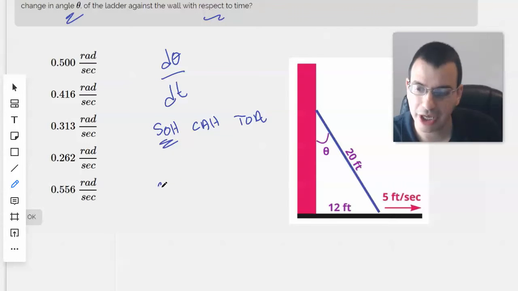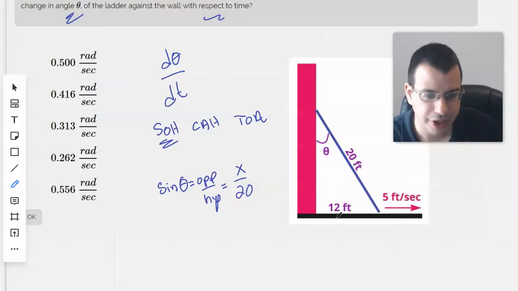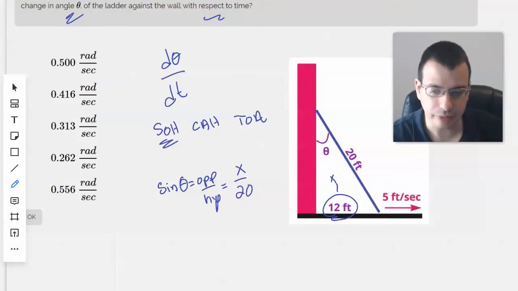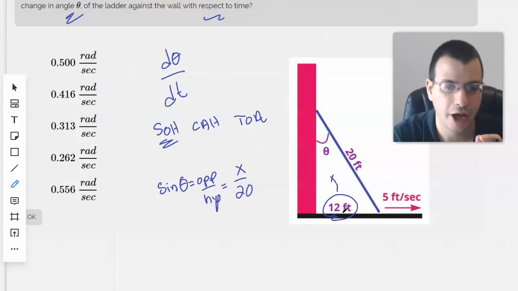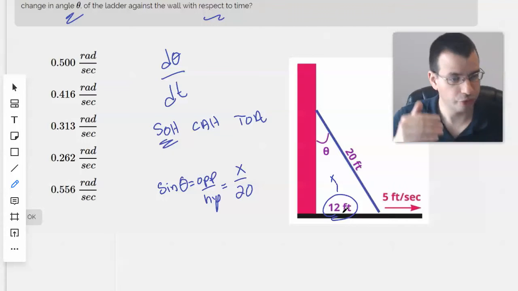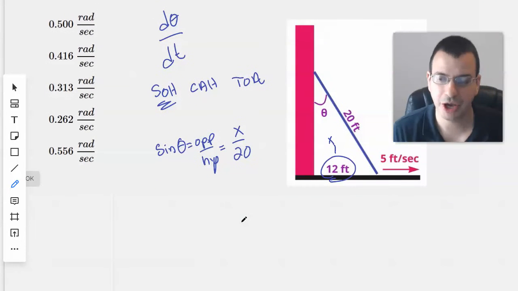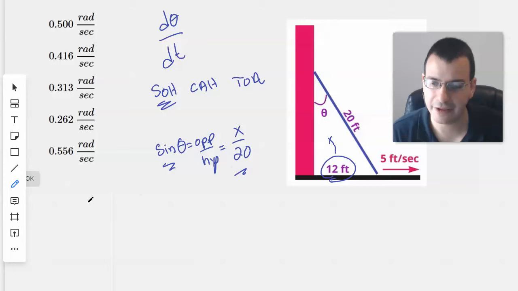So for here, we'll say that sine of theta equals opposite over hypotenuse, which equals x over 20. Now I know this is 12 here, but I'm going to call this x because this is going to change with respect to time. As the ladder is falling, that's going to get bigger until eventually the ladder is completely fallen and that x would be 20.